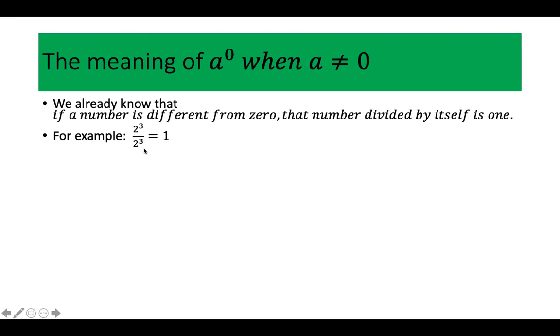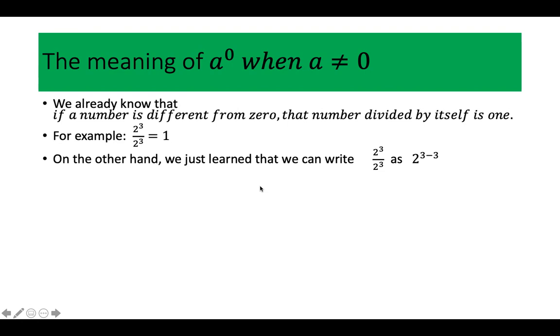So let's analyze this. 2 to the third over 2 to the third, we know these numbers are not 0, so the division must be 1. That's on the one hand. But on the other hand, we just learned that we can also subtract. And we know that 3 minus 3 equals 0. So if on the one hand this equals 1, on the other hand this must be also 1. And that would be the meaning of any number different from 0 to the 0 power.